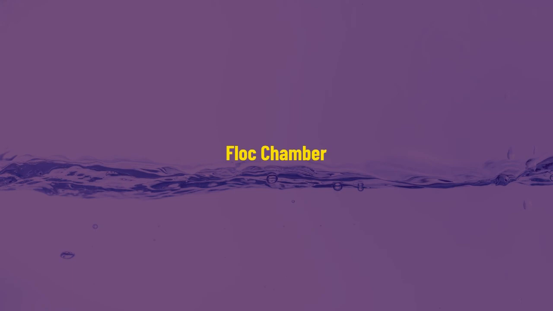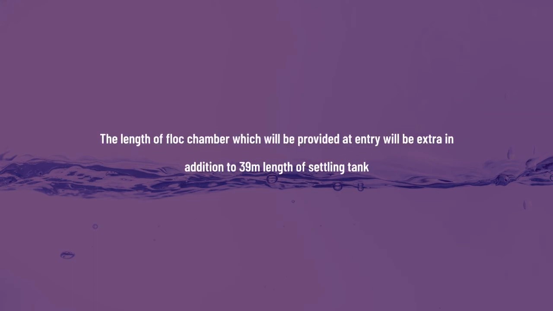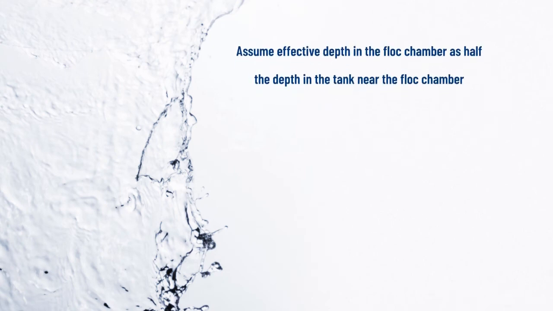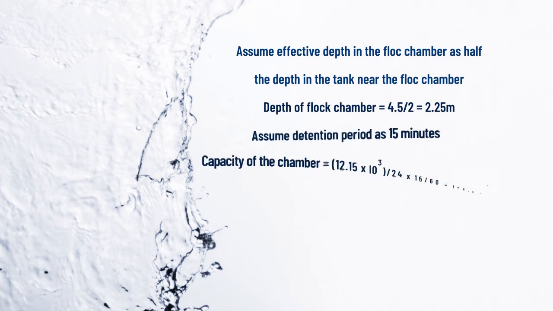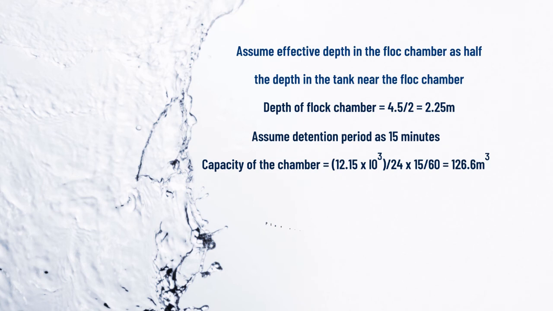Now the design of the flocculation chamber. The length of the flocculation chamber, which will be provided at entry, will be extra, in addition to the 39 meter length of the settling tank. Assume effective depth in the flocculation chamber as half the depth in the tank near the chamber. So depth of the chamber is equal to 4.5 divided by 2, which is 2.25 meter. Assume detention period as 15 minutes. So capacity of the chamber is equal to 12.15 × 10^3 divided by 24 × 15 divided by 60, which is equal to 126.6 meter cube.